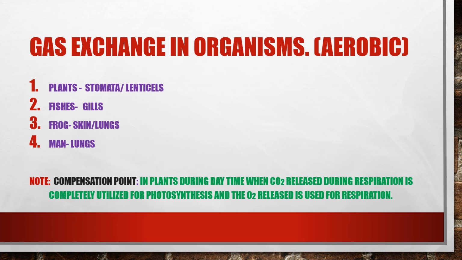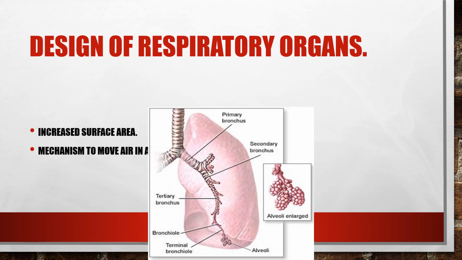There is a term associated which you should learn, the compensation point. In plants during the daytime, when carbon dioxide released during respiration is completely utilized for photosynthesis and oxygen released is used for respiration, there is no net release of either oxygen or carbon dioxide from the plant. Such a situation is called the compensation point.